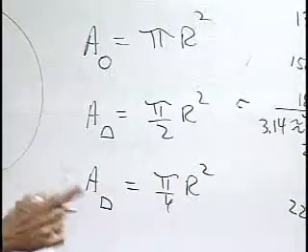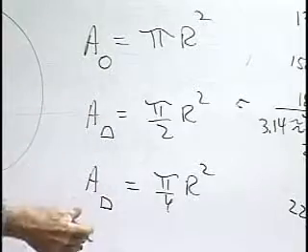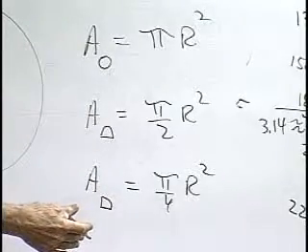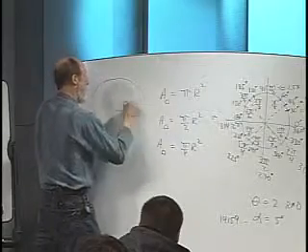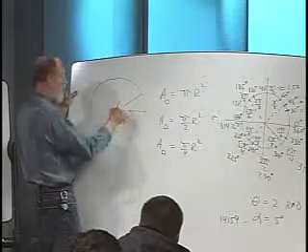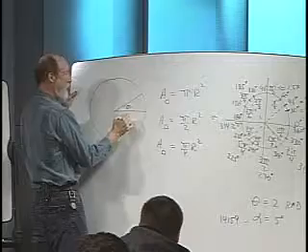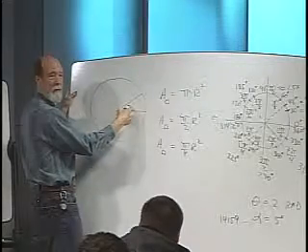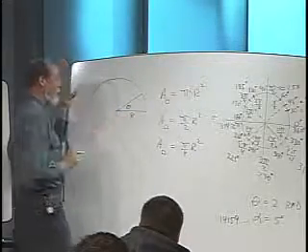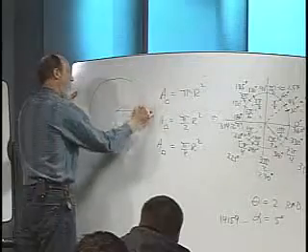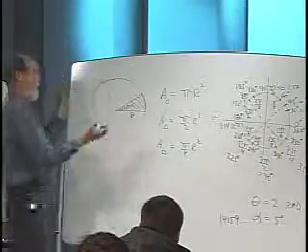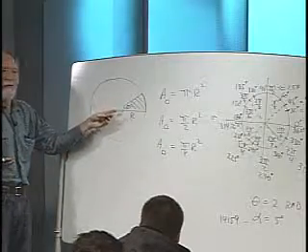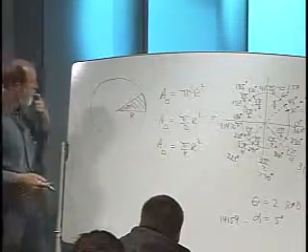So what happens? Everybody with me? Simple arithmetic so far? What happens if I've got a sector of a circle where I know the central angle, theta, and I know some radius? What's that area? Let's see.